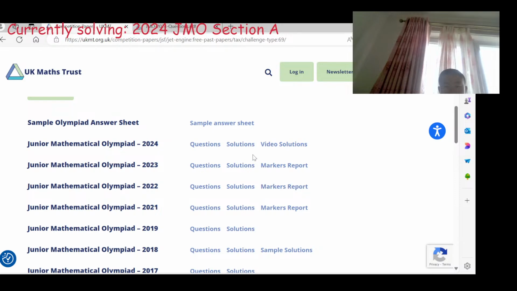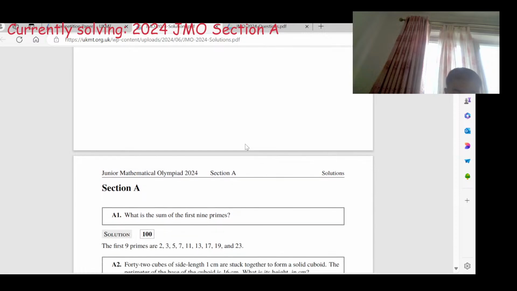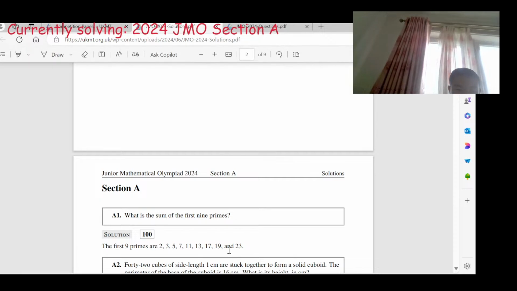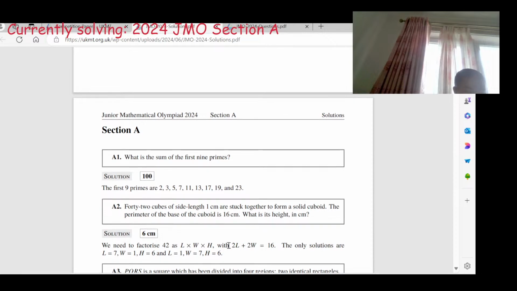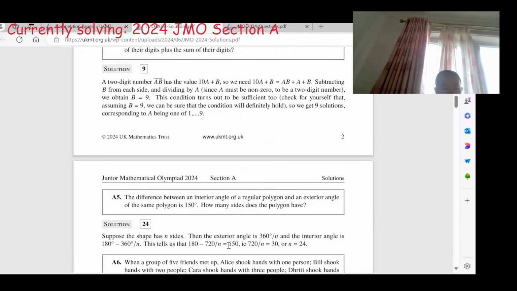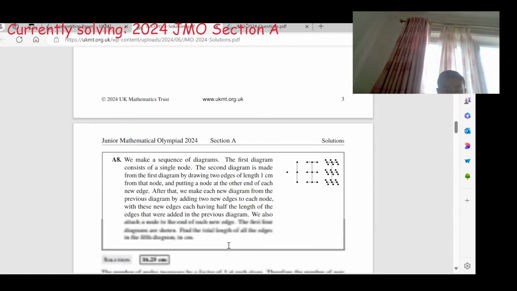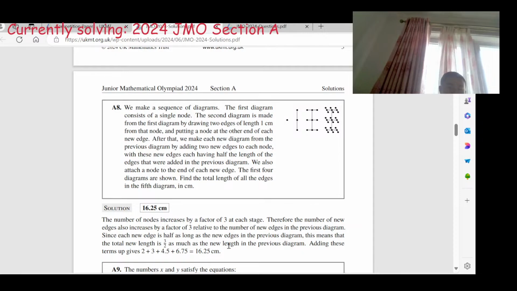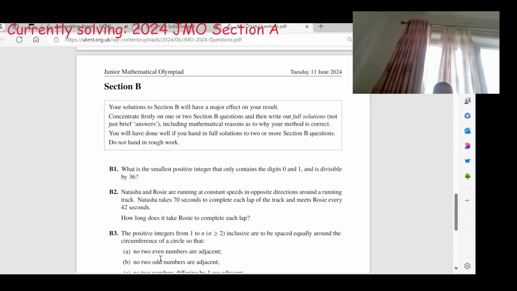Okay, let's check the answers for the first 9 primes. I only counted the first 8. Okay, we've already got one wrong. That's so sad. 6, okay. 64, good. 9, good. 24, 2, 108. 16.25. Okay, so it is 5 and 6. Okay, we got the first question wrong.